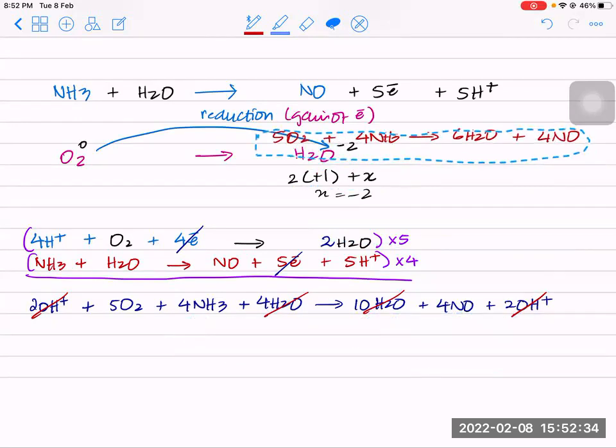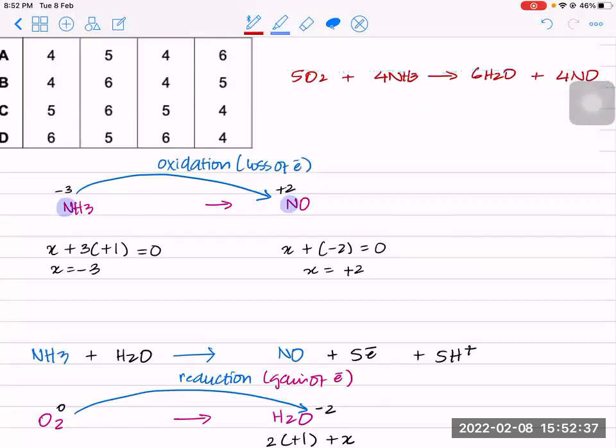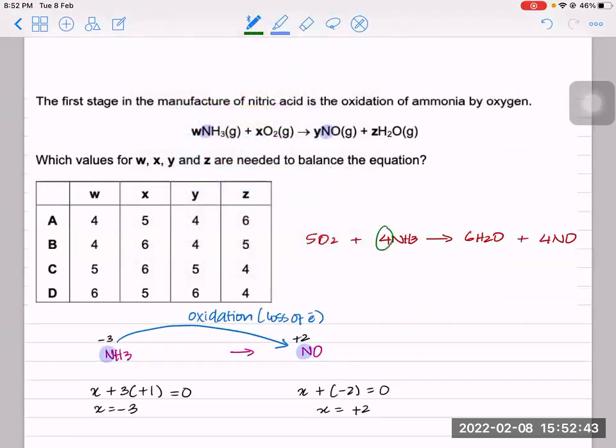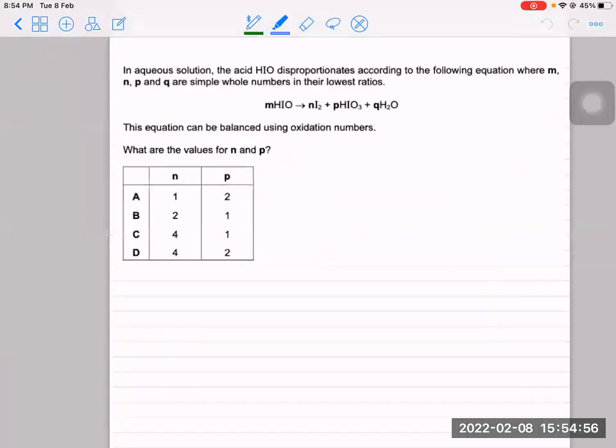Now they're asking you to fill in the values for W, X, Y, Z, where W is basically the coefficient for ammonia. So we know that is 4. X is the coefficient for oxygen, which is 5. Y is NO, that is 4. And Z is H2O, that is 6. The answer, therefore, is 4 5 4 6, that is A. Is this clear? All right. So let's see another example now.